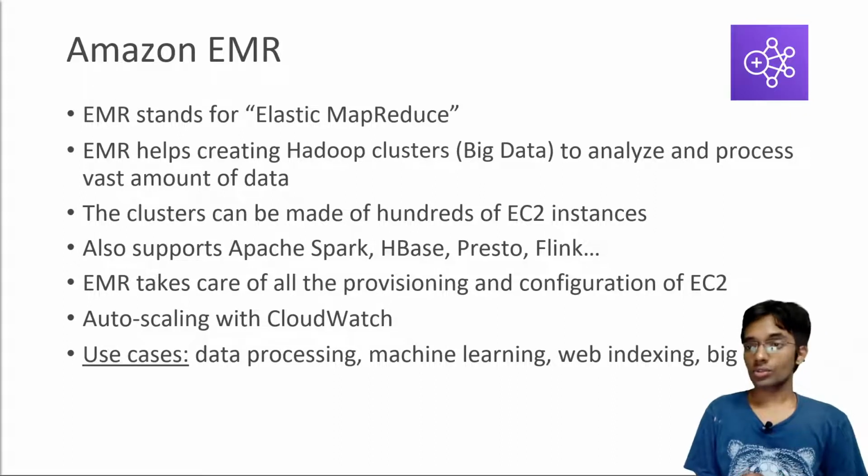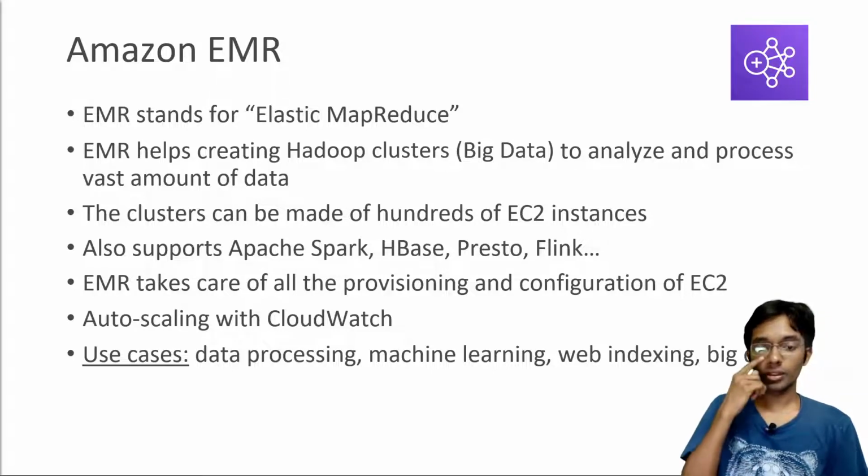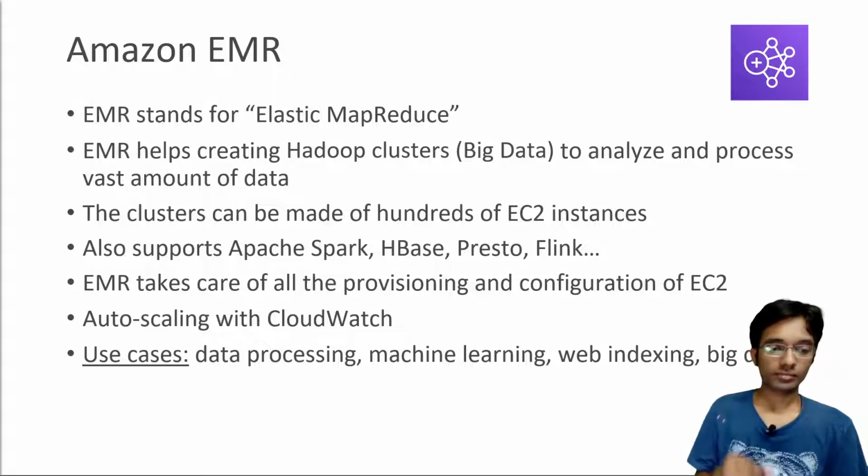Okay, so let's get into EMR. EMR stands for Elastic MapReduce, and it helps you create Hadoop clusters to do big data in the AWS cloud. The idea is that you would use EMR if you are doing a migration from on-premise. Many companies have on-premise Hadoop clusters, and they want to migrate the jobs onto AWS to take advantage of the cloud.